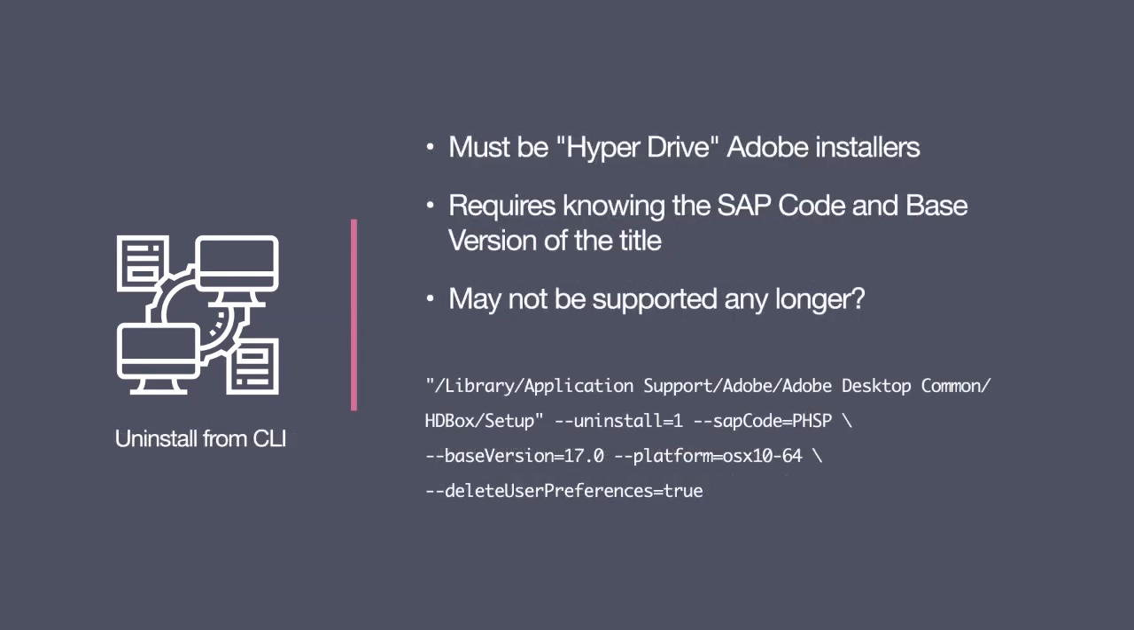And lastly, uninstall from the command line. This will work for any titles that have a Hyperdrive type installer. This was a newer installer technology that Adobe developed maybe about 5 or 6 years ago now, and almost all, if not all, Adobe titles should be using this. To use this command, you're going to need to know both the SAP code and base version of the item or items you wish to remove. And I have an example command shown above, but let's break that down a bit.